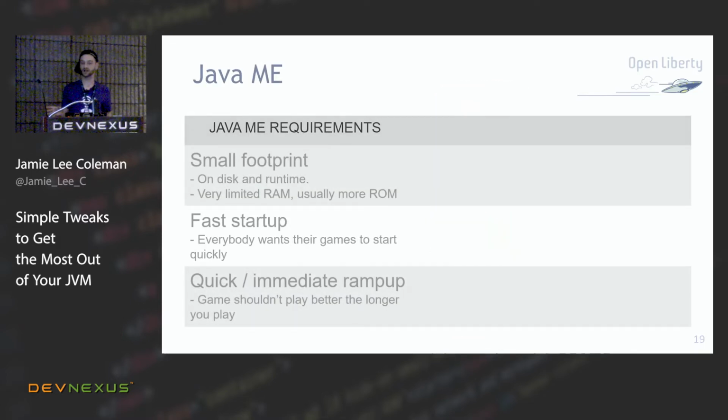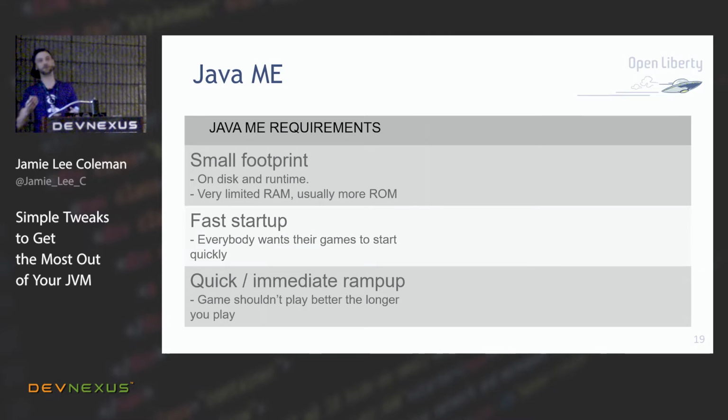But this had Java ME inside. And the characteristics of this kind of Java were small footprint, fast startup time, and quick and immediate ramp-up. Because at the end of the day, if I load up Snake and it takes a minute before my game is fully loaded and my Snake's not whizzing around the screen, that's no good.